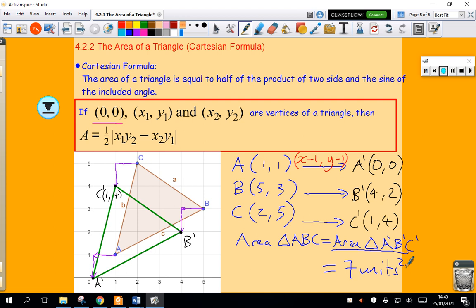units squared. So this is my Cartesian formula for finding the area of a triangle. So it's a fourth formula. We have to decide which is best in our problem solving. So practice, lots of examples, and you'll get better and better at that stuff.